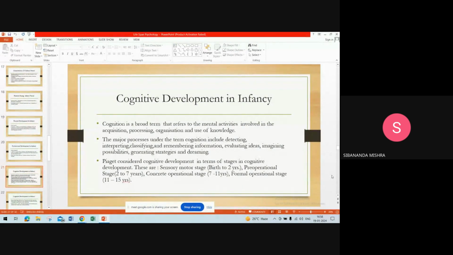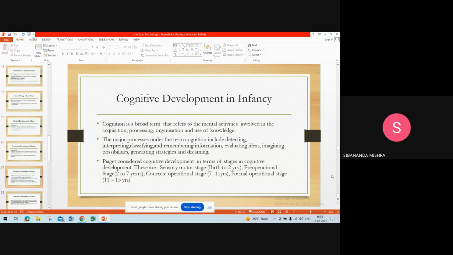So these are: one is the sensory motor stage, second is the pre-operational stage, then the concrete operational stage, and the formal operational stage. We are talking about the sensory motor stage, which continues from birth to 2 years. Reflexes: in the sensory motor stage, the child understands the environment purely through inborn reflexes, like sucking and looking. These are the inborn reflexes.